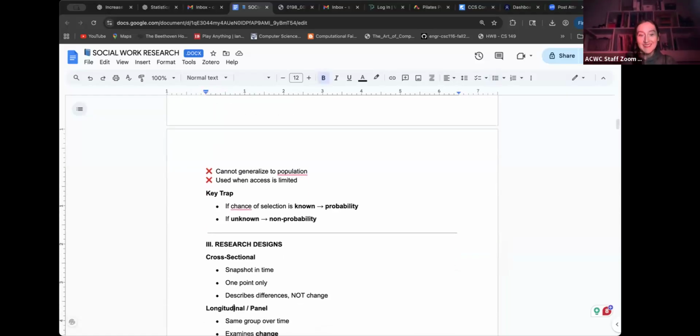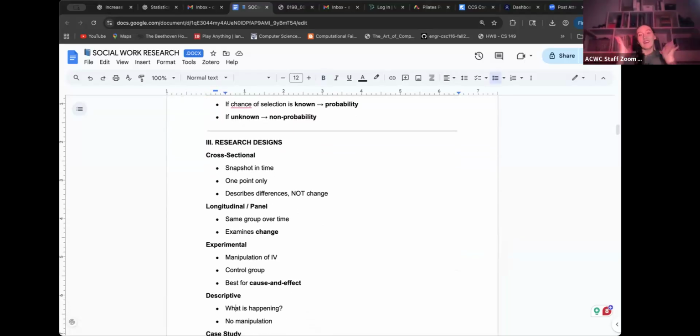Okay, let's see here. Then, as a researcher, we just have these designs we do. That's all this means. I'm going to research people, and I have to have a design to be a researcher. If it's cross-sectional, all that means is like a snapshot in time.